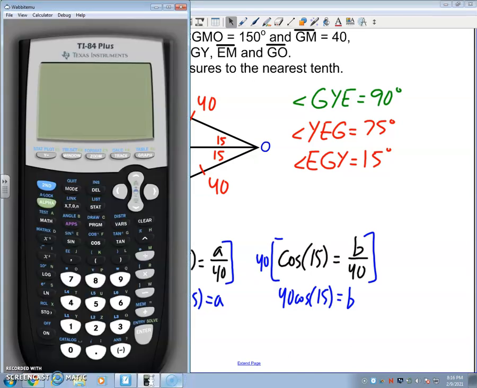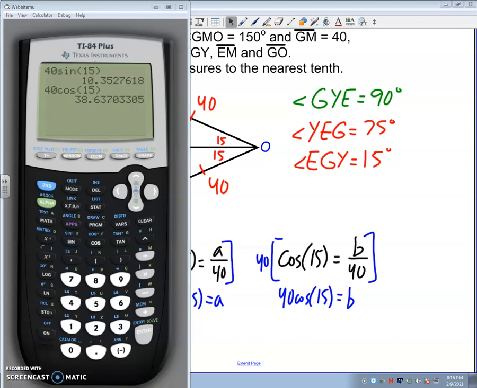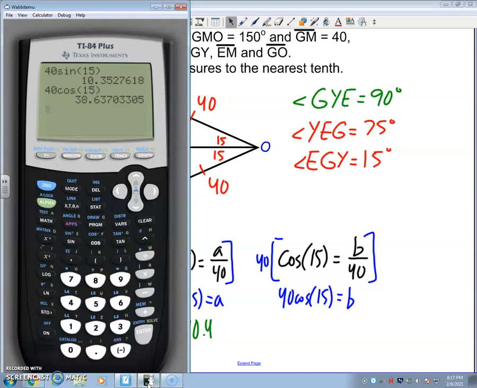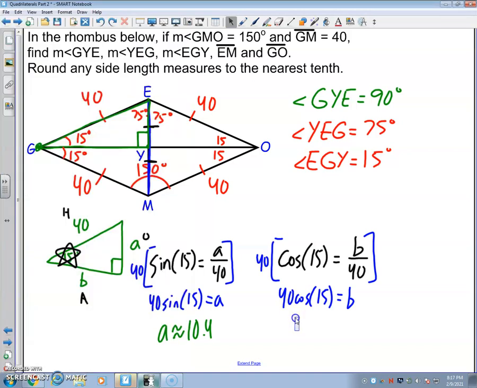I should have had it ready. All right, wrong numbers. Let's see. All right, now I have the right numbers. 40 sine 15 is 10.3527. It says round to the nearest tenth, so that 5 does bump that up to a 10.4. So this A is about 10.4. And for the other one, 40 cosine 15, 38.637, keeps on going, but round to the nearest tenth. That 3 does not bump that 6 up, so about 38.6. B is about 38.6.